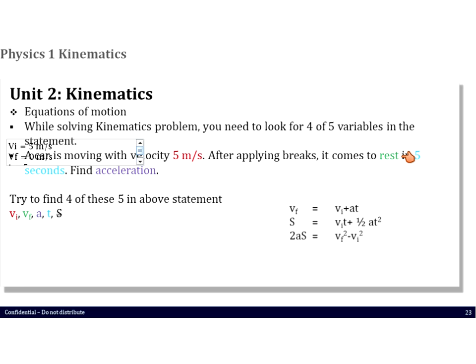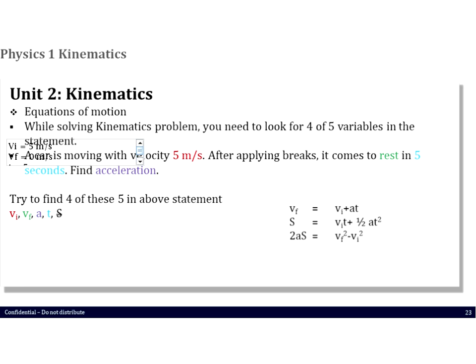Okay. Now, the second equation of motion involves S again. We don't really need that. So again, out. First equation of motion: VF, VI, A, T, VF, VI, A, T, perfect match. We are going to use this. Okay, good. Now, let's solve it.